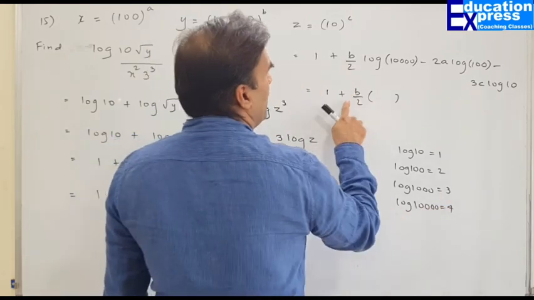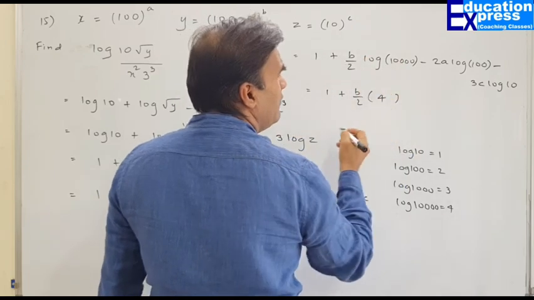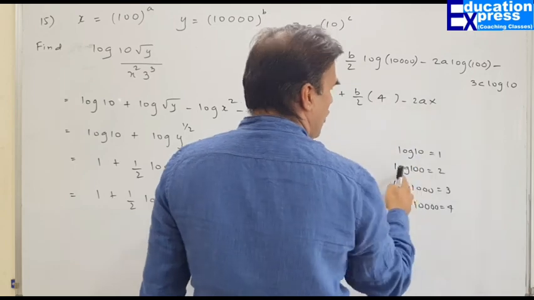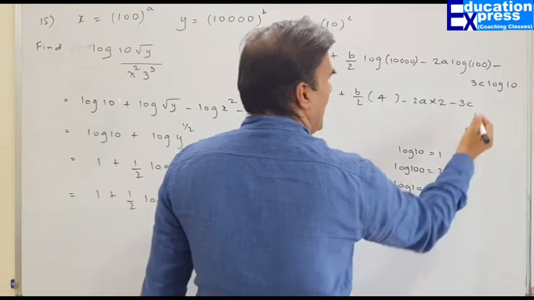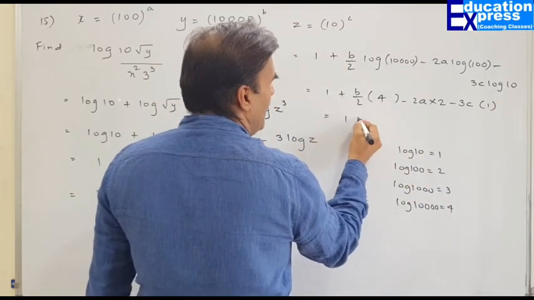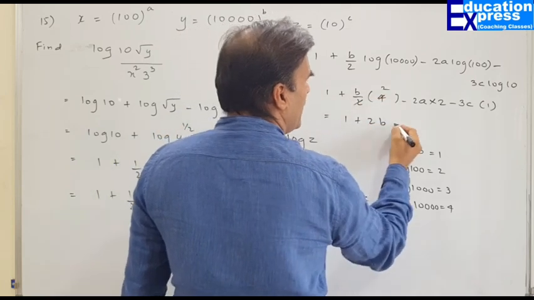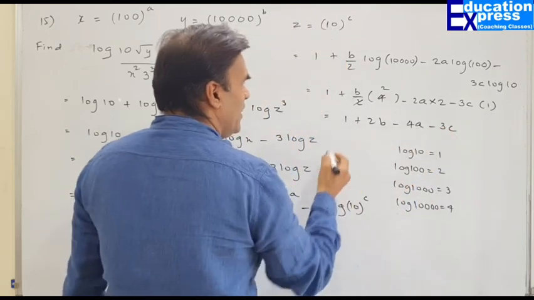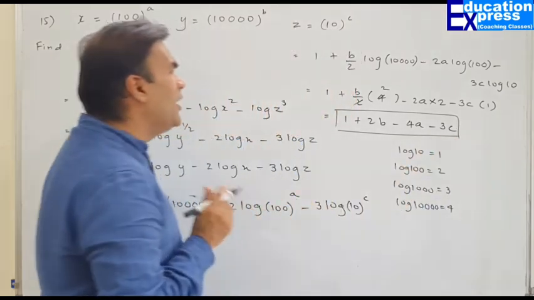So what do we do in place of this? Log of entire 10,000 would be 4. Minus 2a. Log of 100. Log of 100 will become 2. Minus 3c. Log of 10. That will become 1. So it becomes so simple. This would be 1 plus 2 1s are 2, 2 2s are 4, 2b minus 4a minus 3c. With this, my dear friends, our question get absolutely unlocked.